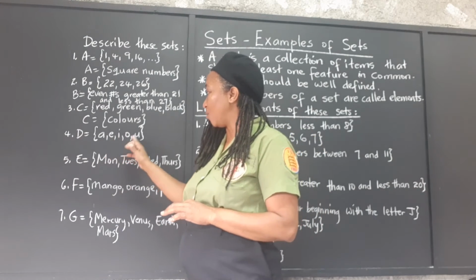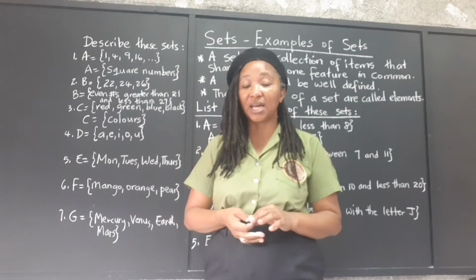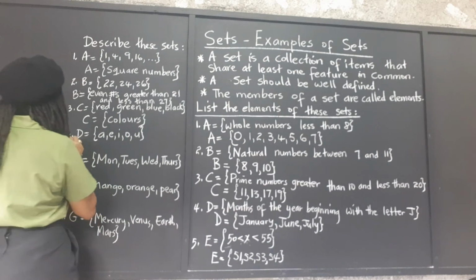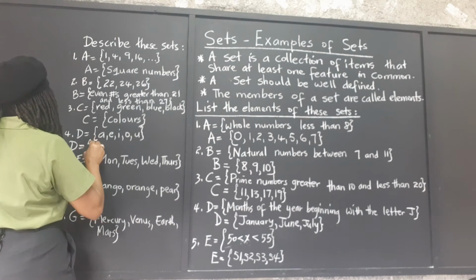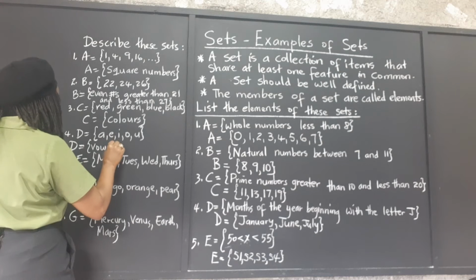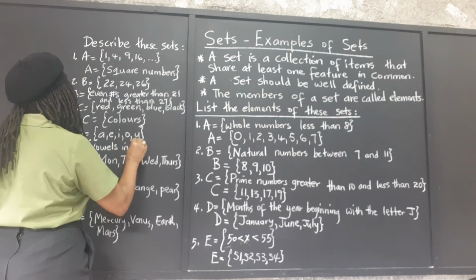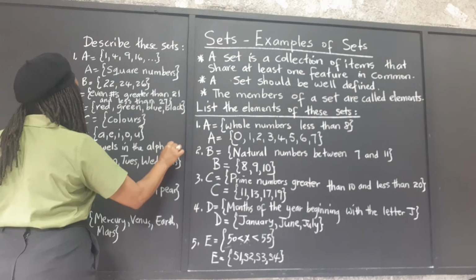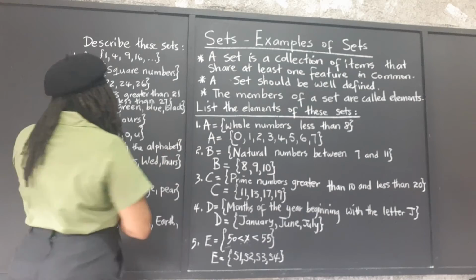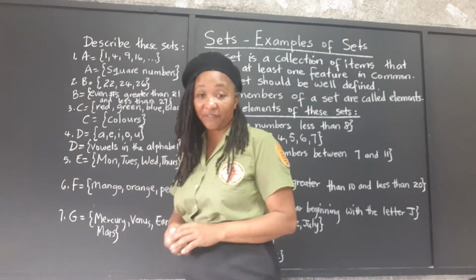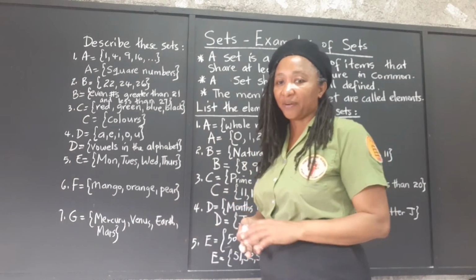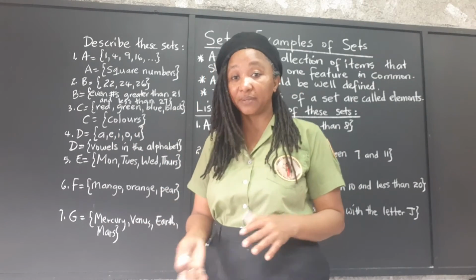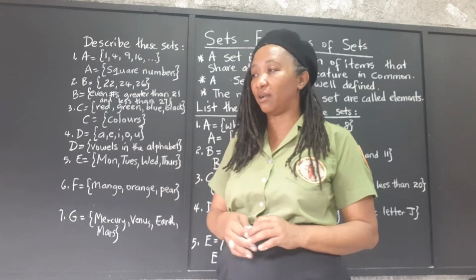So set D: A, E, I, O, U. You should know these are the vowels in the English alphabet. So let's describe it that way. We could just write vowels, or vowels in the alphabet. We are speaking in English, so it's taken for granted we're referring to the English alphabet. Of course, some other alphabets in other languages would include these, and others are not these at all, right?